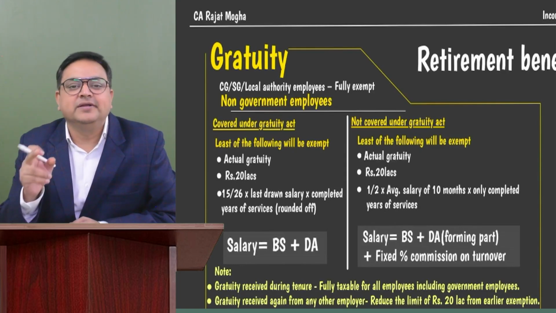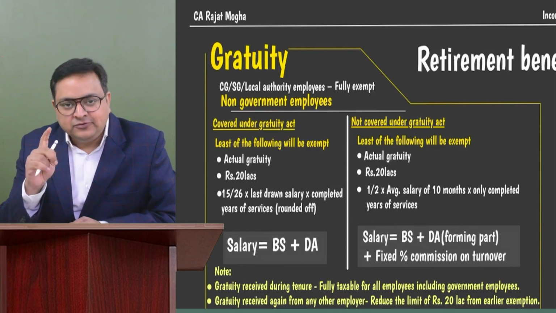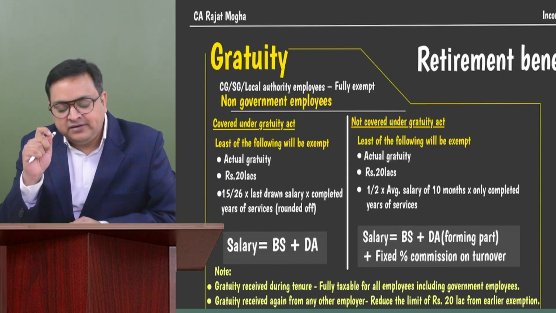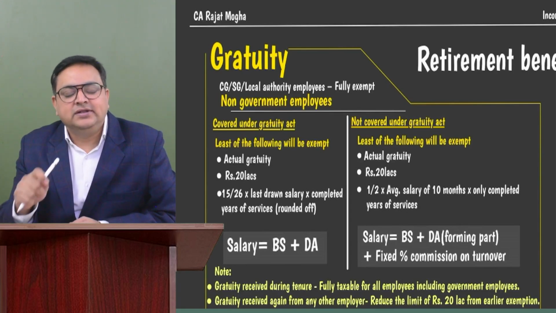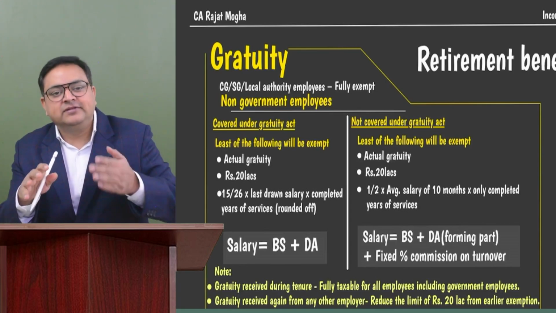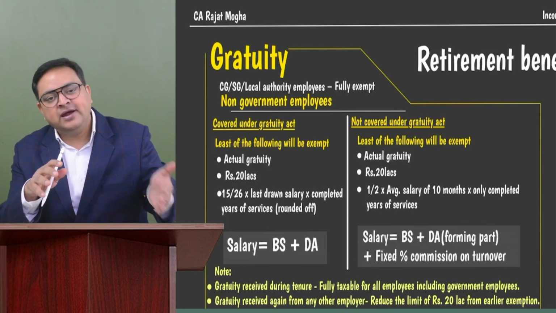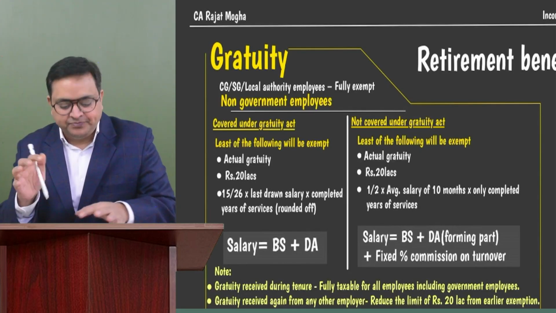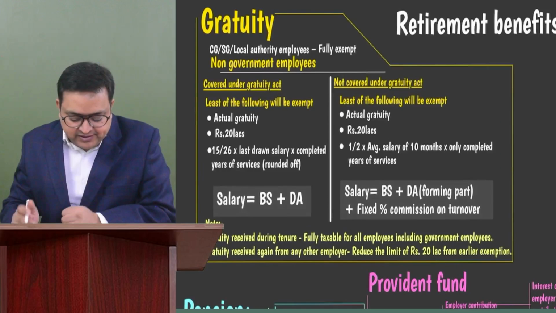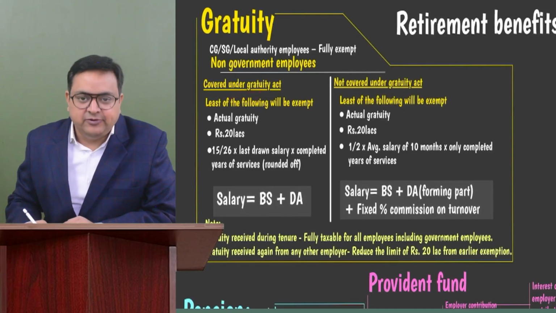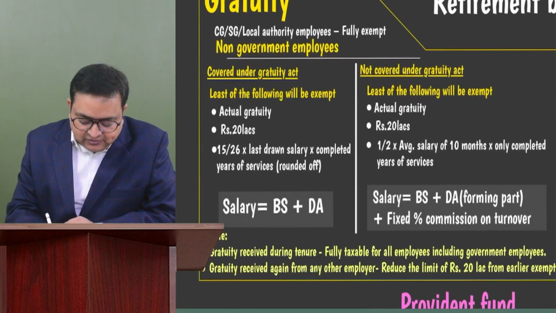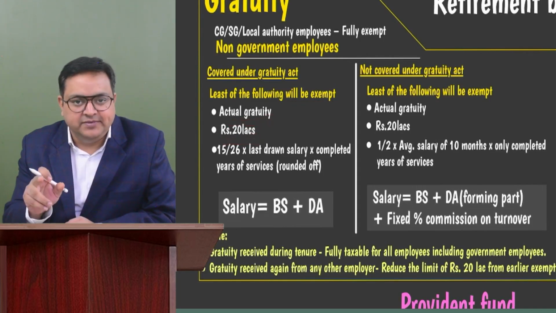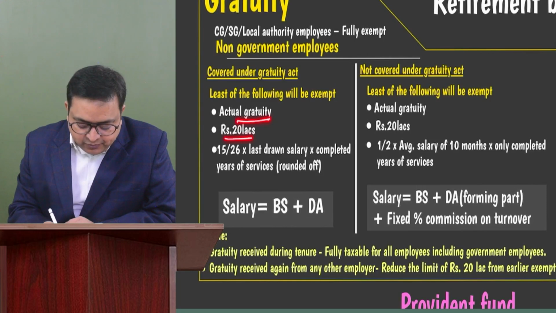If the non-government employee is getting gratuity, first of all, the examiner will tell you in the question paper whether this person is covered under the Gratuity Act or not. 99.9% it will be given to you. If this person is covered under the Gratuity Act, then the least of the following will be exempt. How much? Actual gratuity or rupees 20 lakh. 20 lakh is the fixed limit.